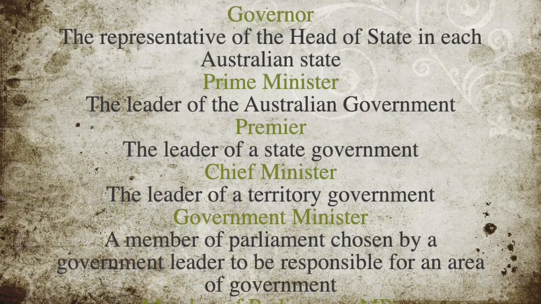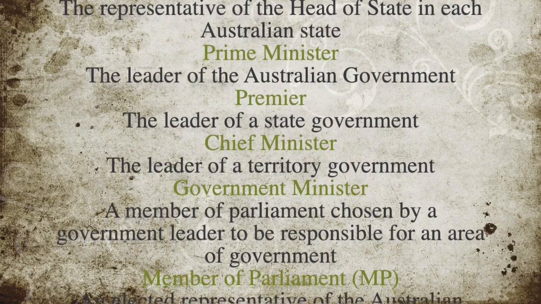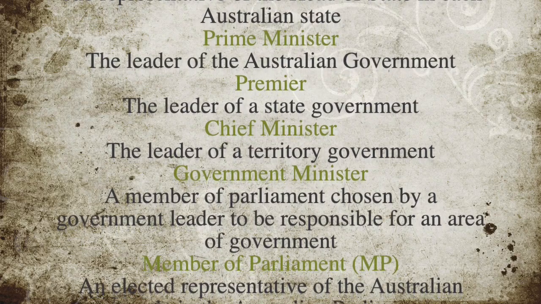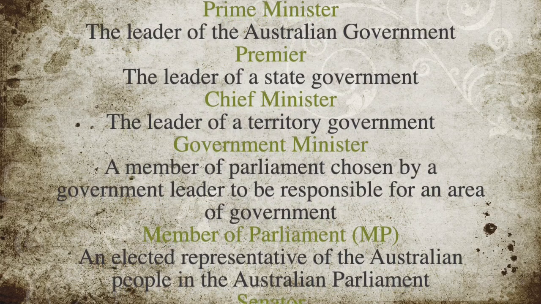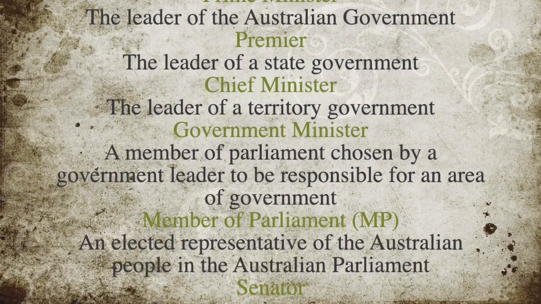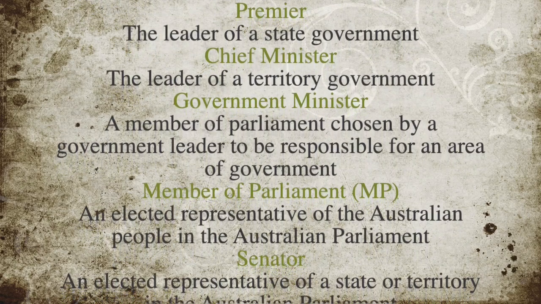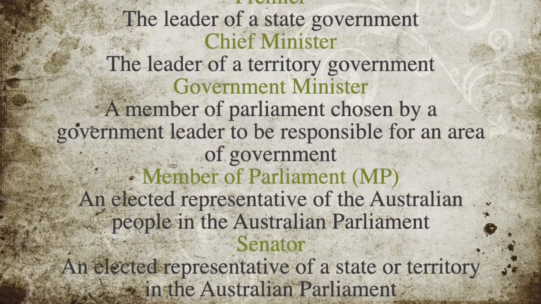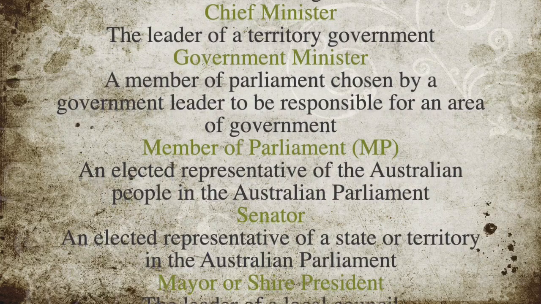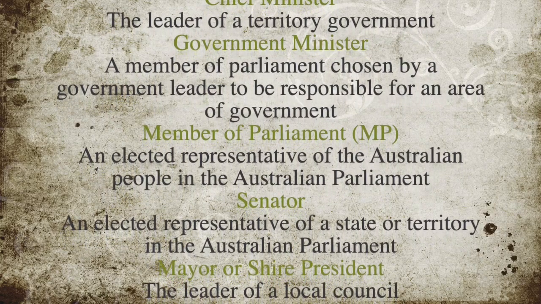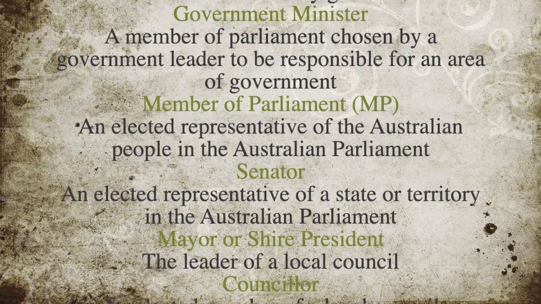Who is the chief minister? The leader of a territory government is called the chief minister. So the difference is that in each state, the leader is called the premier, and in a territory, the leader is called the chief minister. You have to remember the difference between premier and chief minister. So again, in territories you have a chief minister, and in states you have a premier. Okay, so now we look at who is the government minister.